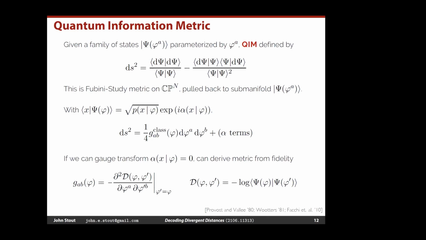So I want to try and understand just the interpretation aspect, and in all of the theories that I'll study, I can always gauge transform this phase away. And so for the quantum information metric in that family, I don't have to worry about phases, and I just find that it's equal or proportional to the classical information metric. And this classical information metric, or this quantum information metric, can be derived from a divergence, which is just the log of the fidelity between the two states. This acts like a Kähler potential.